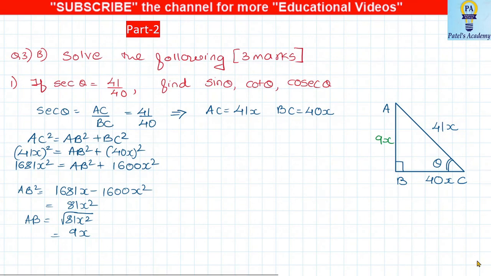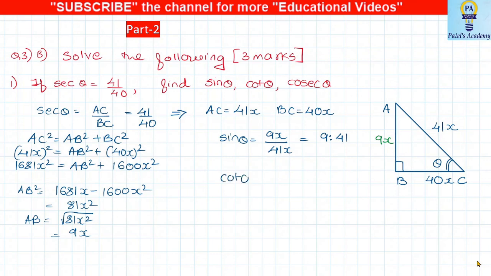Now the question is you have to find whatever the values are. We have to find the value of sine theta. We know the formula for sine theta is opposite upon hypotenuse. So opposite is 9x, hypotenuse is 41x. So we get the answer as 9 is to 41. X will cancel. The next is cot theta. So the formula for cot theta is adjacent upon opposite. So 40x upon 9x. So that is 40 is to 9.